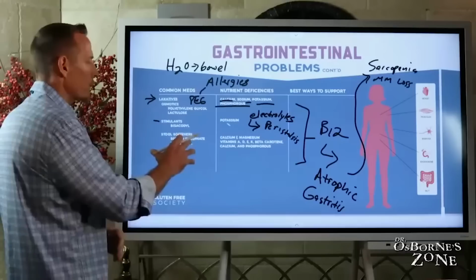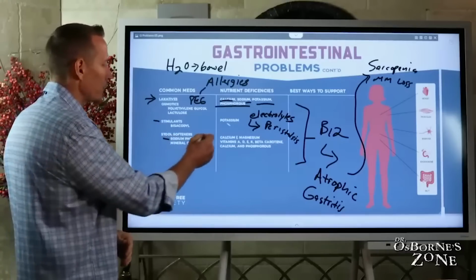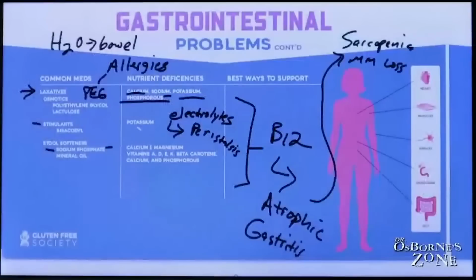And then there are stool softeners. This one being like a Fleet suppository. A lot of people use suppositories to get bowel movements, and these suppositories have been linked to calcium and magnesium deficiency. Mineral oil is not a suppository so much as people will take it orally. They'll actually drink it, and this stuff is no good. It can lead to vitamins A, D, E, and K and beta-carotene deficiency, as well as a loss of calcium and phosphorus.